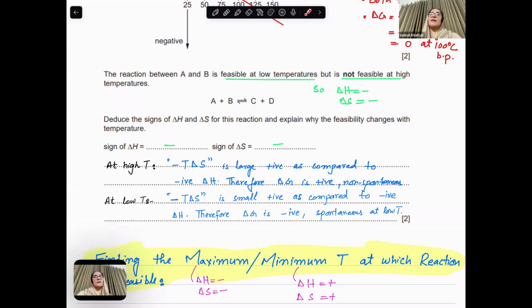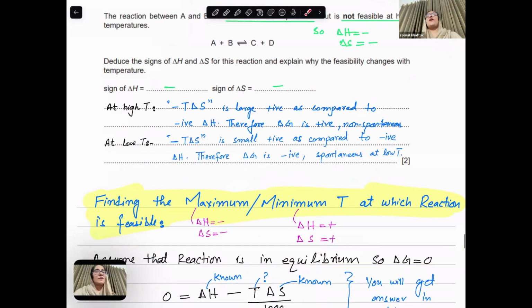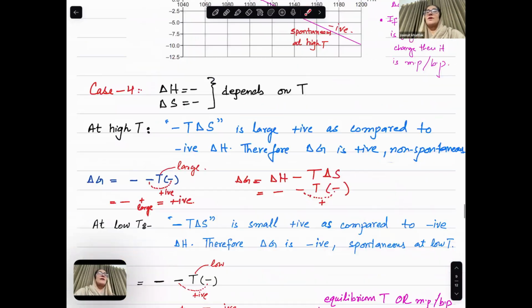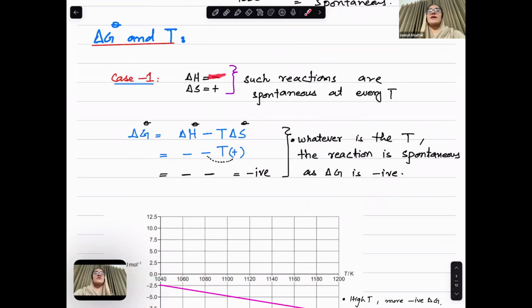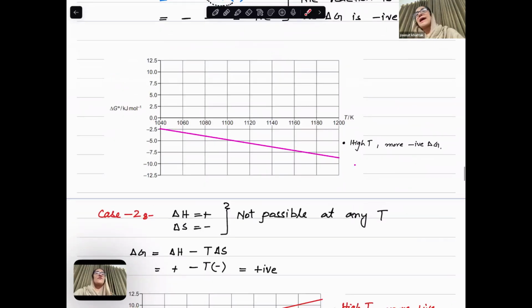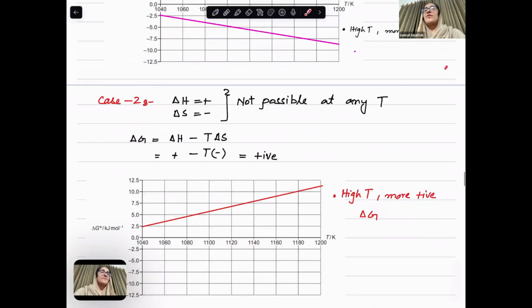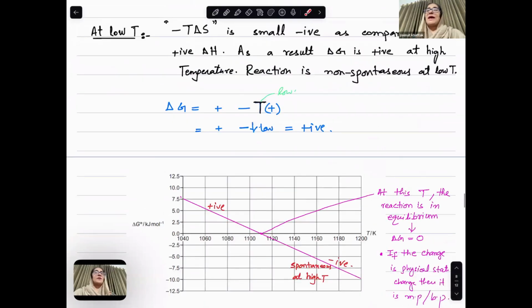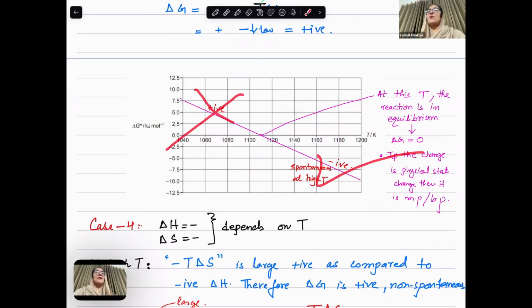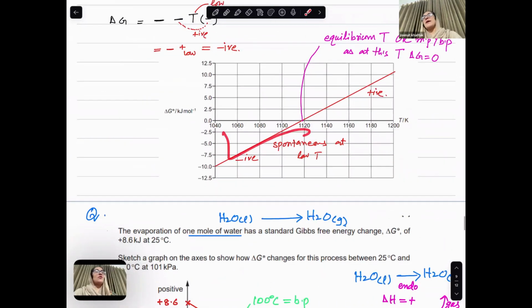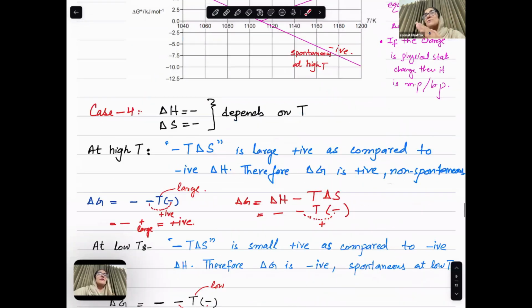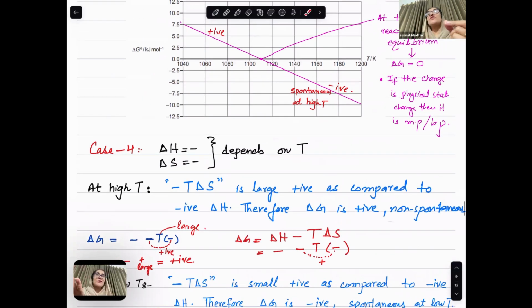You know what is your next topic, the last topic? How you can find, look, we say that for this reaction, if delta H is negative and delta S is positive, it is feasible at every temperature; if the reverse, not feasible at any temperature. Feasible at high but not feasible at low, or feasible at low but not feasible at high. The question is, how can I calculate at which temperature it becomes feasible? So actually the question is phrased like that.